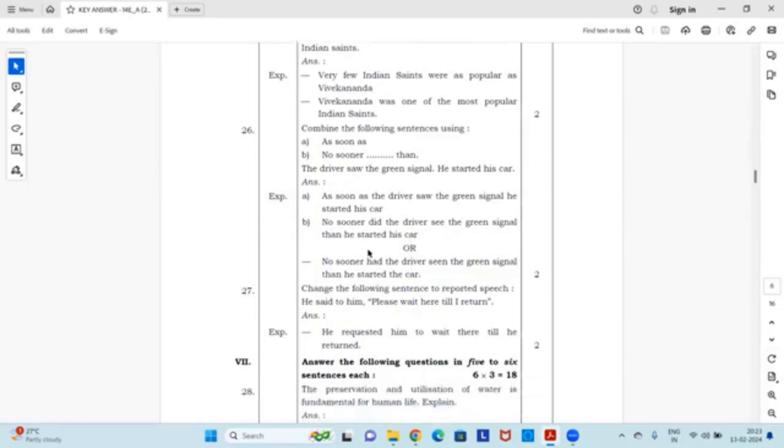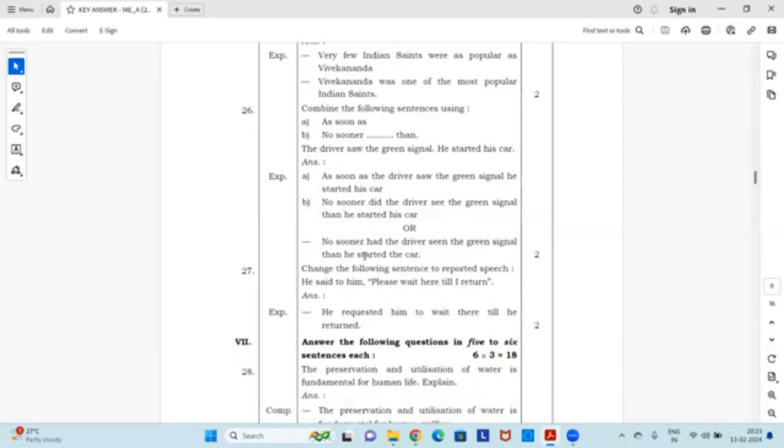Or you can also write this option B as: No sooner had the driver seen the green signal than he started the car. Both are correct. Any one of it, if you write, you will get the mark.